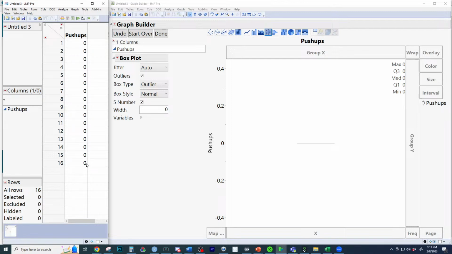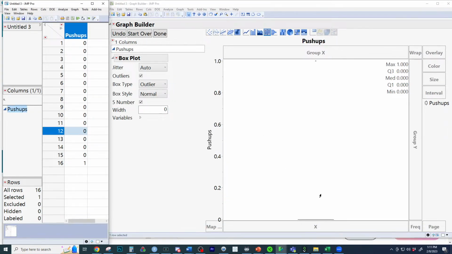So watch what happens when I start to change the values. If I do one push-up now, guess what? There it goes. That one push-up is an outlier. Why is it an outlier? Because right now, what is the calculation of the IQR? So mathematically find Q3 minus Q1. The IQR is equal to what?